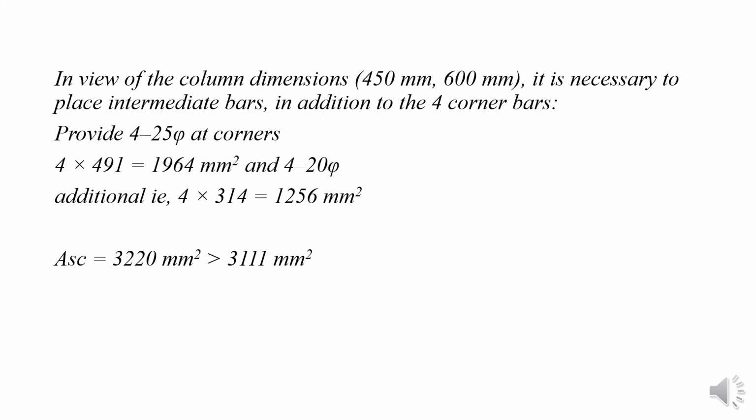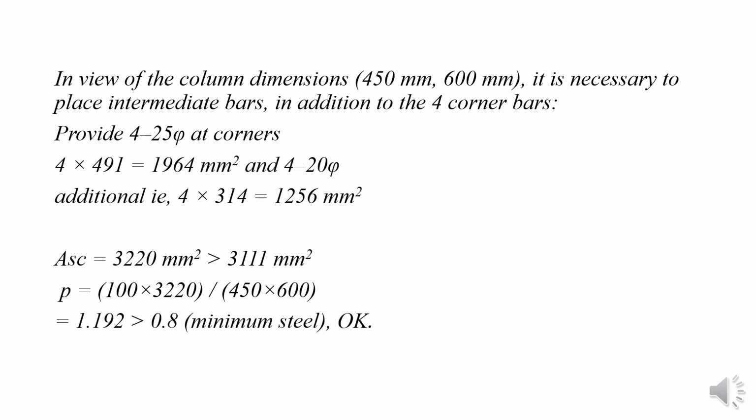Also we check whether we are providing the minimum reinforcement. So p is equal to 100 into Asc provided, 3220, divided by the size of the column, and we get 1.192. That value is more than 0.8, which is the minimum steel required. Hence it is okay, the reinforcement we provided is enough to carry the load.